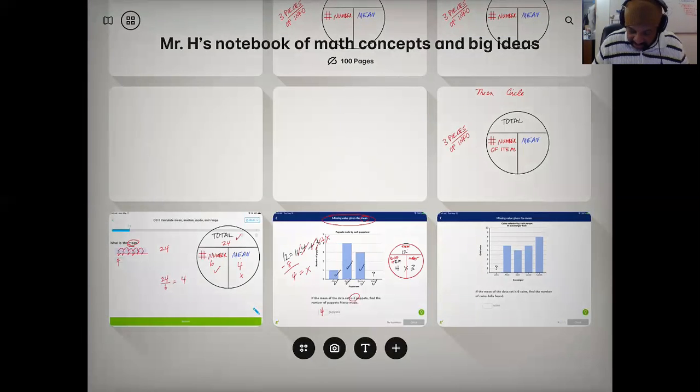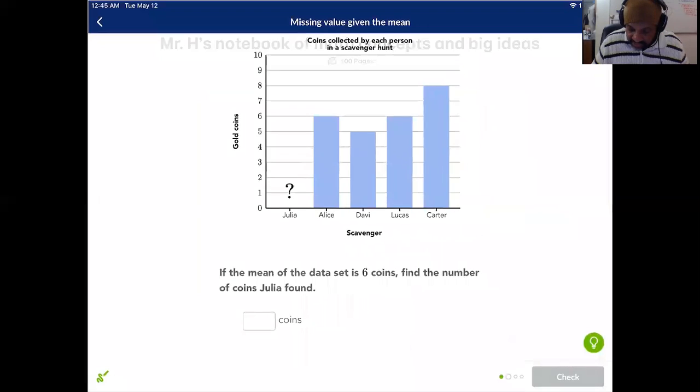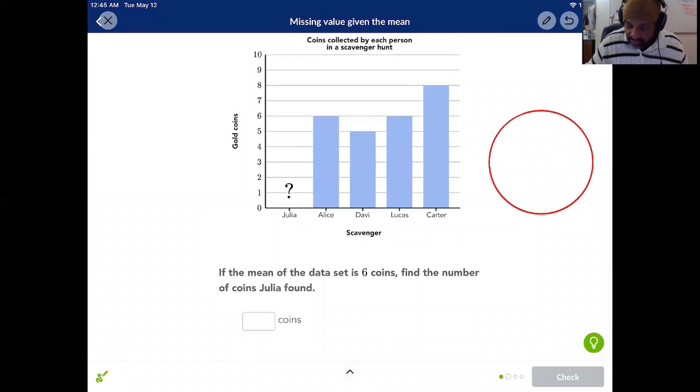Actually, this one was pretty good. I guess I could do it again. All right, so we got that. So now total, number of items, and then we have the mean.